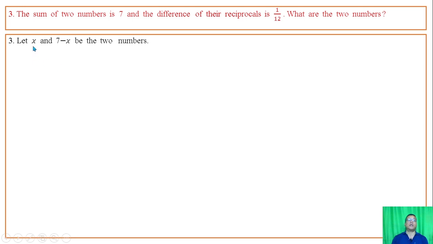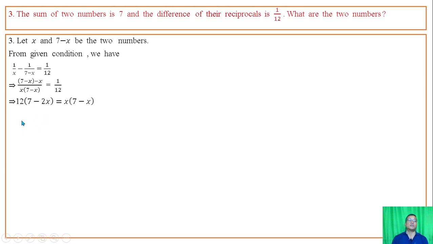From the given condition, we have 1 by x minus 1 by (7 minus x) equal to 1 by 12. Their difference is 1 by 12. It is given. Sum up on the left side and cross multiply.